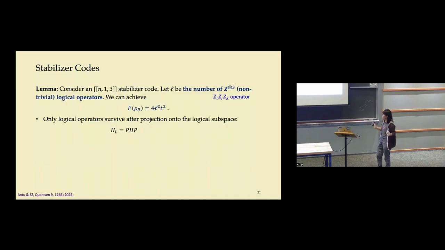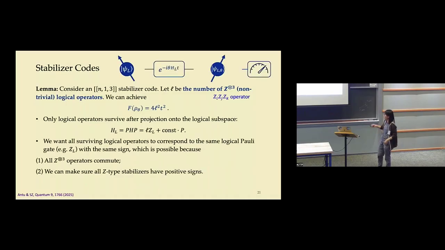And if we have some stabilizers, that's just going to be an identity. So the only thing that remains is going to be the logical operator that is non-trivial in the system. And another thing is, since we are considering only one logical qubit, we just need to make sure every logical operator corresponds to the same logical gate. For example, here I just use Z_L for simplicity. And that is easy to achieve because clearly all Z tensor 3 operators commute with each other.